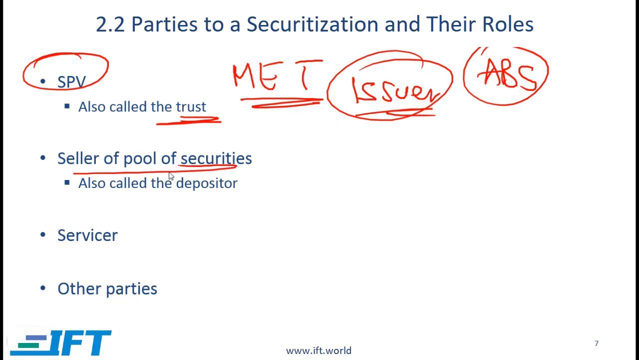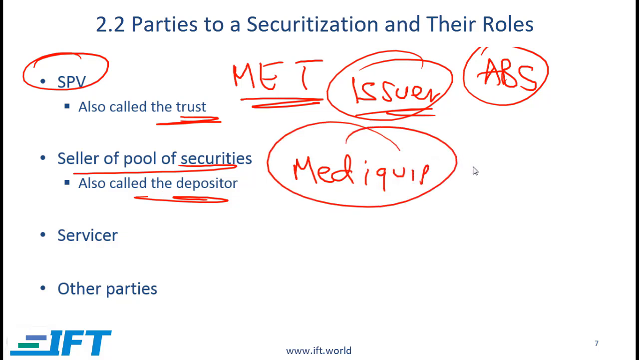The seller of the pool of securities is also called the depositor. This is the company itself. It is Mediquip. This is the company that is selling the loan receivables to MET, or the issuer.